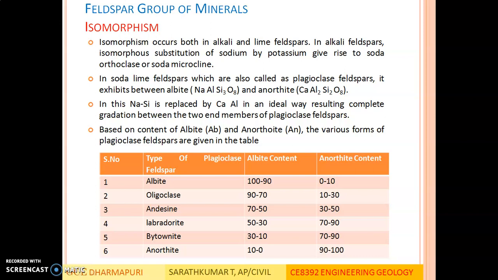If the mineral contains 90 to 70% albite and 10 to 30% anorthite, it is called oligoclase. Whereas if it contains 70 to 50% albite and 30 to 50% anorthite, it is called andesine. If it contains 15 to 30% albite and 70 to 90% anorthite, it is called labradorite. Similarly, bytownite and anorthite are the various isomorphic forms of plagioclase feldspars.